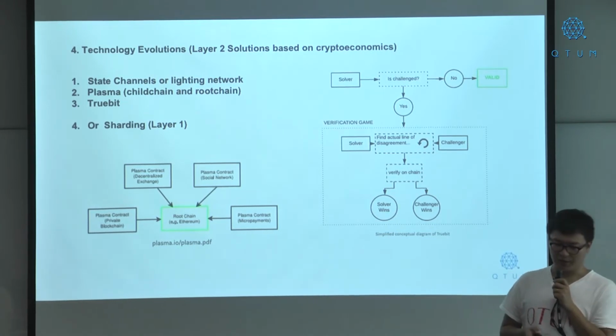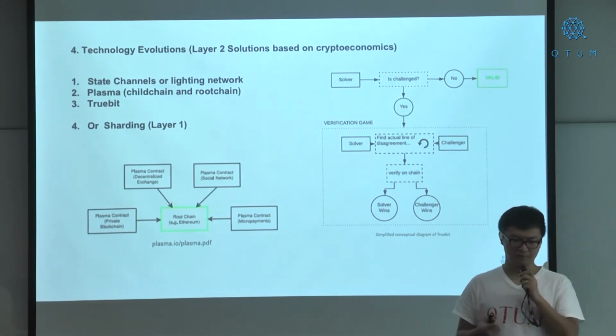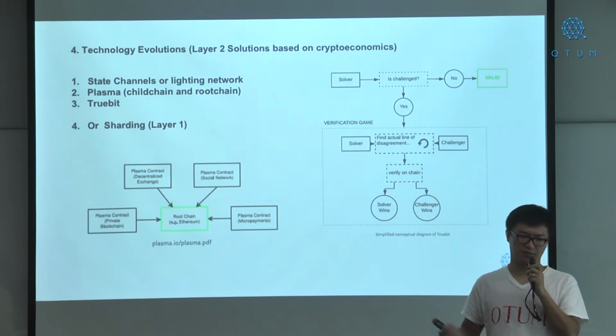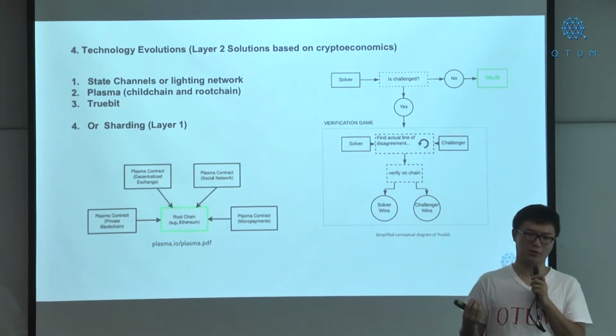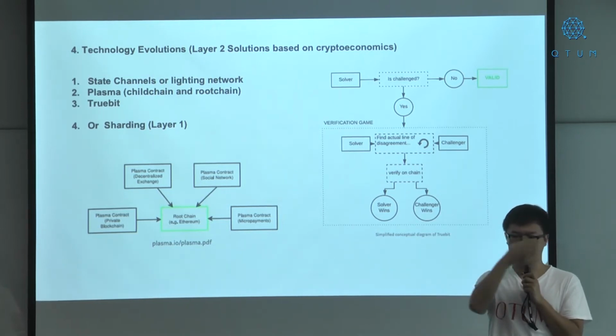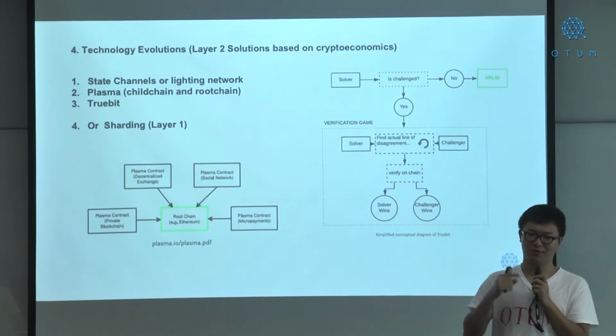But Plasma wanted to propose a new idea: to have multiple chains. So we have the root chain. The root chain is like the root of a tree. And then we have all the leaves. The root chain can only process some very important transactions.